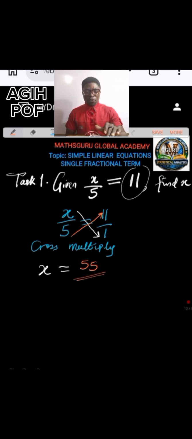Now let's move further. Task 2. Find x if 5 over 2x is equal to 10. How do we find the value of x in this case? Remember, I said every whole number is over 1. It's a fraction of 1. So we can rewrite this term as 5 over 2x equal to 10 over 1.